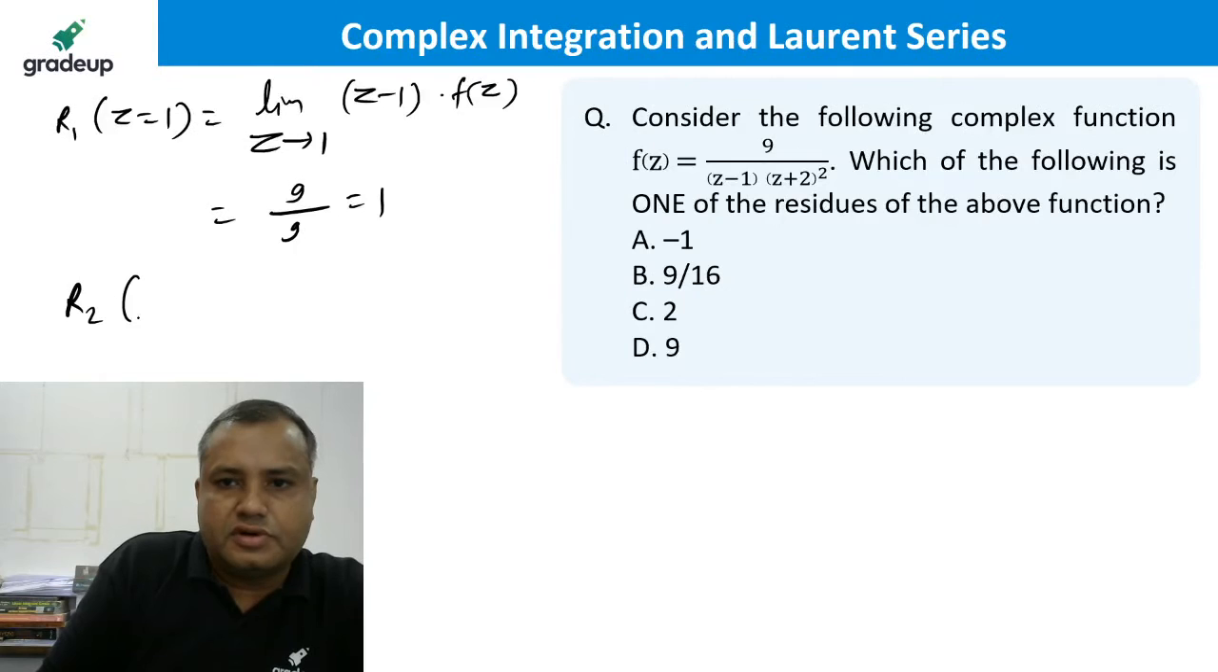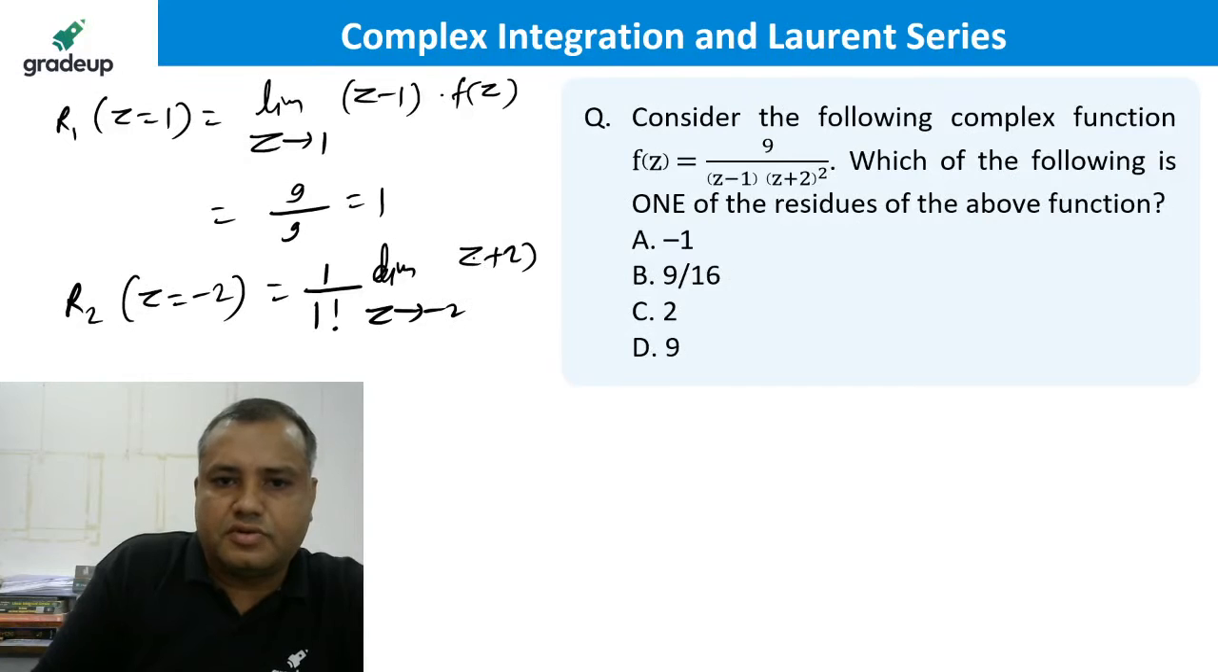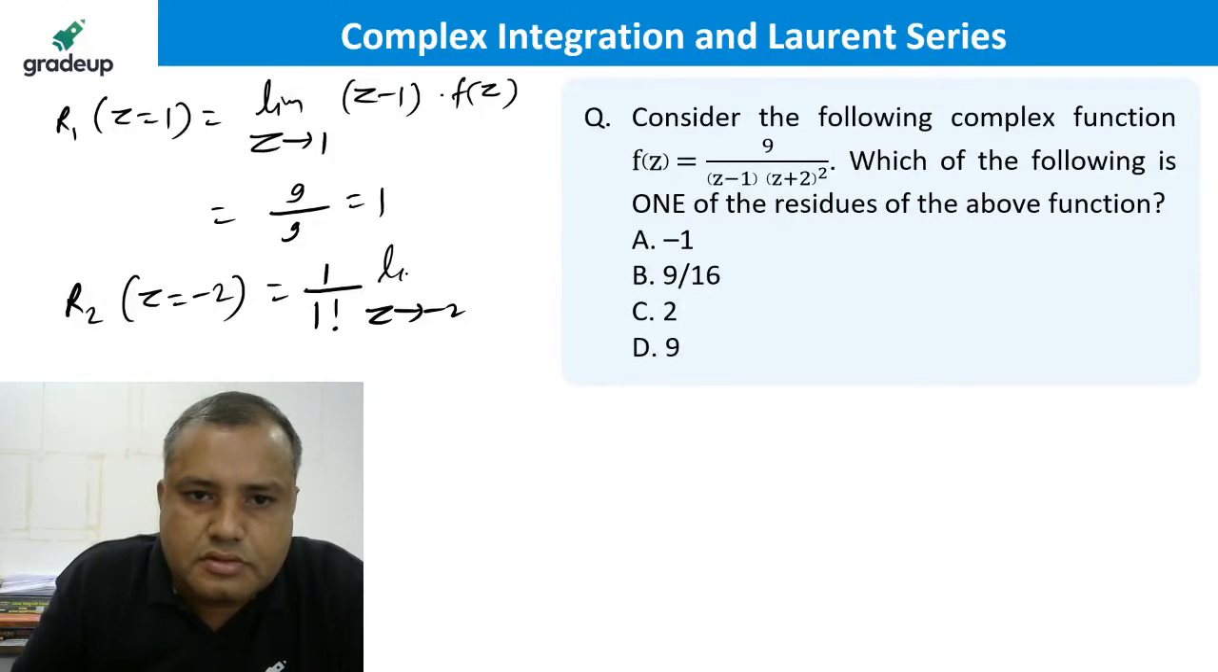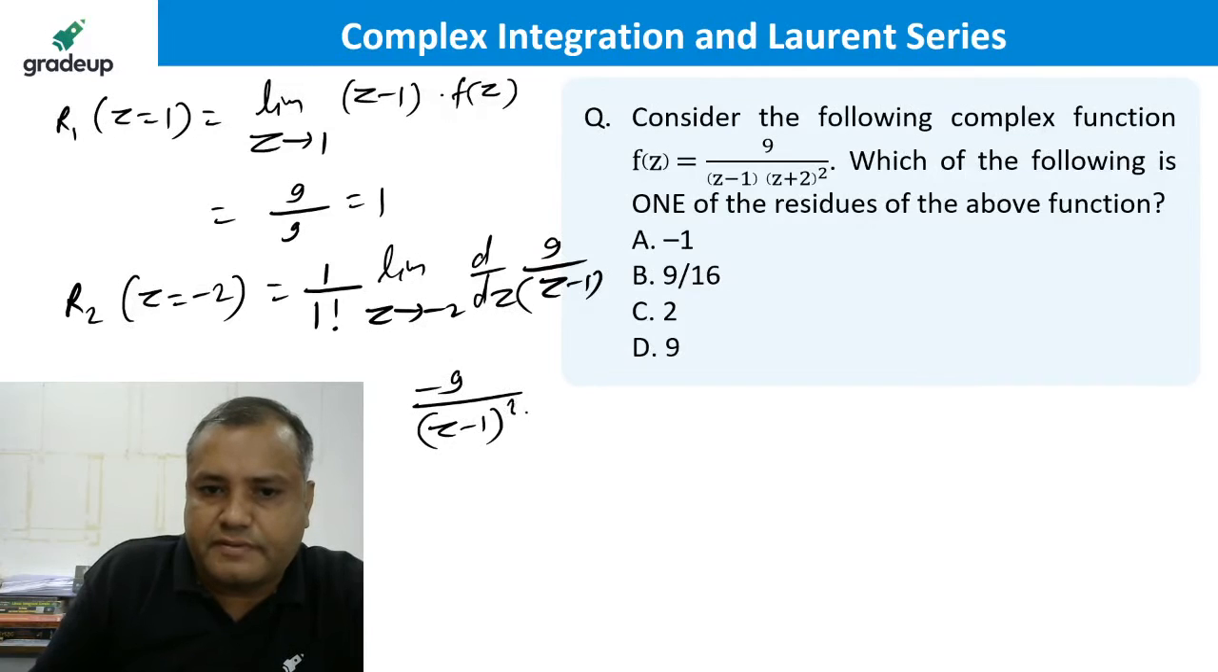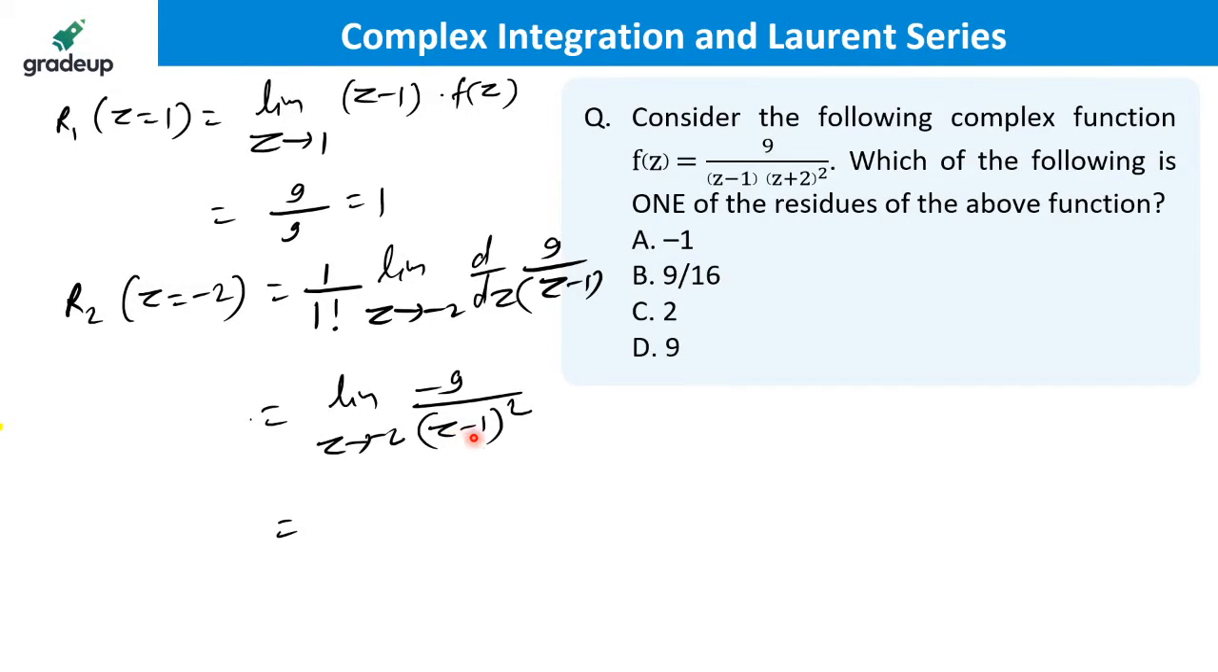Residue at z equal to minus 2, another pole. It is repeated 2 times. 1 by factorial 1, limit z tending to minus 2, d by dz, first order derivative, of z plus 2 square into this function, that is 9 upon z minus 1. So it will be minus 9 upon z minus 1 whole square, and you have to put the limit z tending to minus 2. So minus 9 upon minus 3 square, that will be 9. Answer will be minus 1.